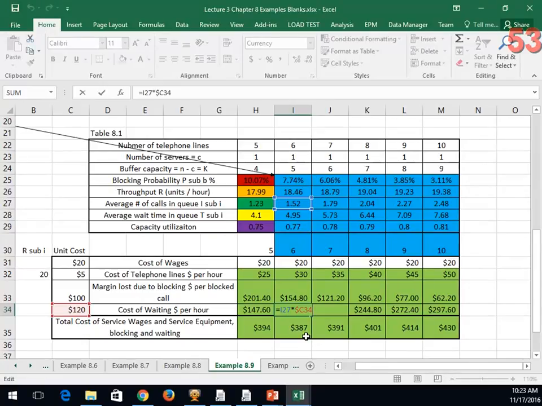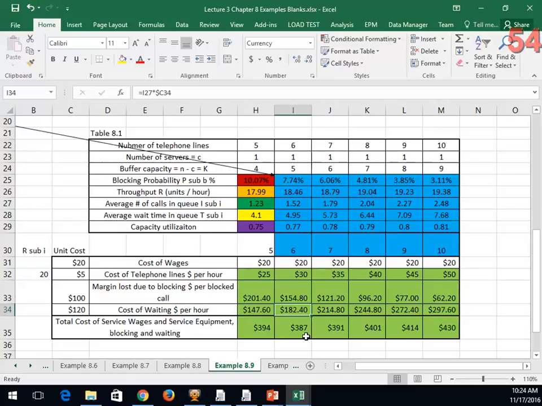As I increase the number of lines, the number of people waiting actually increases, because I still only have one person serving them. So this cost of waiting per hour is going to increase over time. At some point, it's actually less expensive for them to be blocked: $121.20 if they're blocked from the system, versus $214.80 if they get into the system and have to wait for a long period of time. So again, we've got these trade-offs, and we're going to try to assess where the sweet spot is.